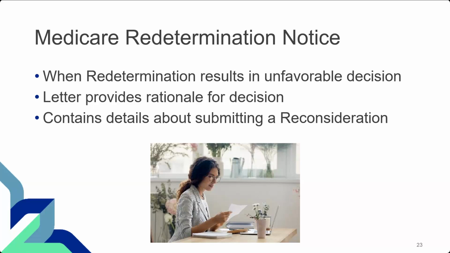CMS requires us to outline the specific reasons for the decision, along with a summary of relevant clinical or scientific evidence that was used in making that decision. Your MRN also includes notification of the right to appeal and instructions on how to appeal that decision to that next level, which is that reconsideration, which is processed by that qualified independent contractor, or QIC, that Karen mentioned.